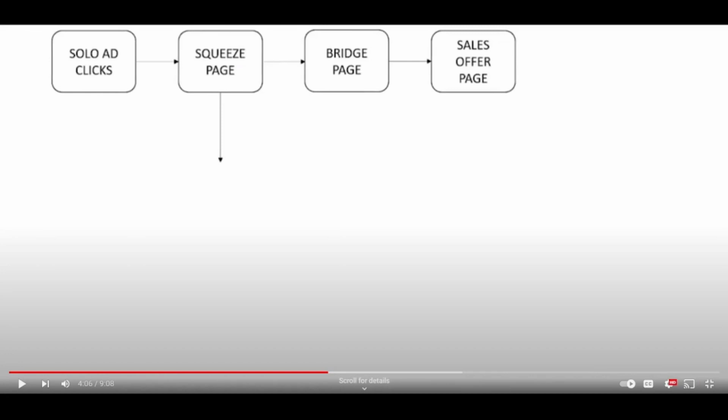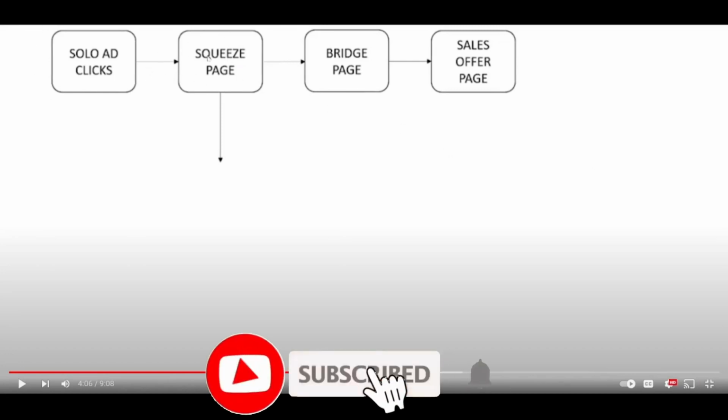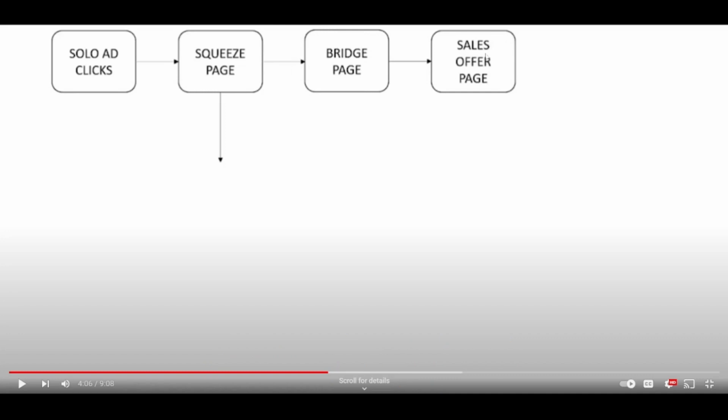In part 2 of this entire training series, I mentioned to you guys about the traffic, which is solo ad clicks, going into your squeeze page, then into your bridge page, and from there, we are going to channel them into the sales offer page. Like I mentioned several times, this entire training series is going to be one of the longest because I'm going to delve deep into individual steps of the entire email marketing process.